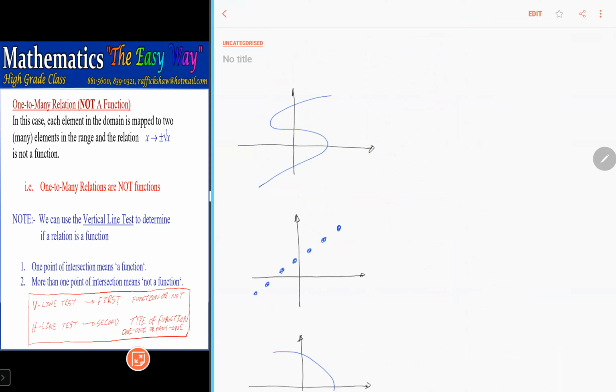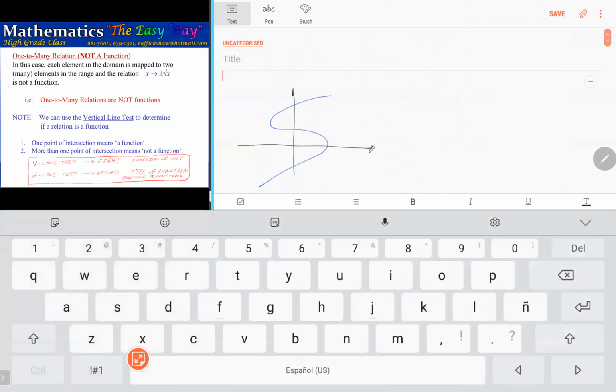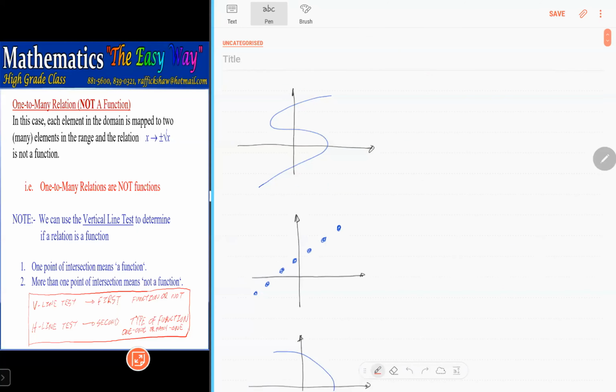Let's look at the very first one. Now suppose on the very first one, we say, okay, let's do the horizontal line test first. So I draw a horizontal line there, 1 point. Another there, 1 point. Another there, 1. Any horizontal line I draw intersects at 1 point. So I might think it's a one-to-one function because I did the horizontal line test first. Each of those horizontal lines intersects at only 1 point, so I might say that it's a one-to-one function. But no, it is not a function.